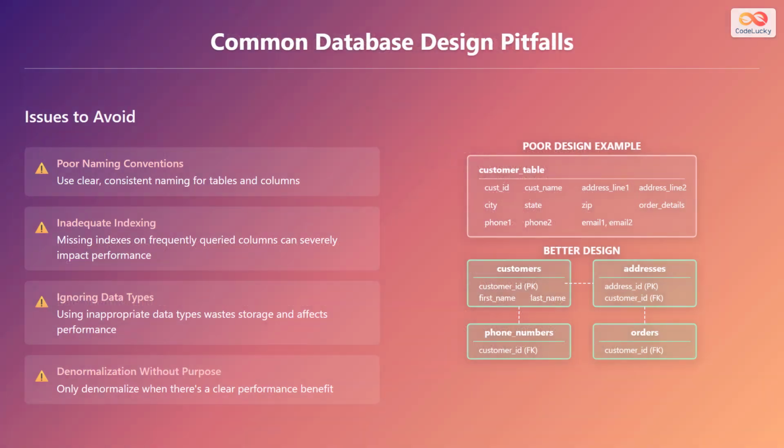It's crucial to avoid common design pitfalls to ensure a robust and efficient database. Some common issues to avoid are poor naming conventions, so use clear, consistent naming for tables and columns. Inadequate indexing. Missing indexes on frequently queried columns can severely impact performance. Ignoring data types. Using inappropriate data types wastes storage and affects performance. Denormalization without purpose. Only denormalize when there's a clear performance benefit. Here is an example of poor design versus a better approach.